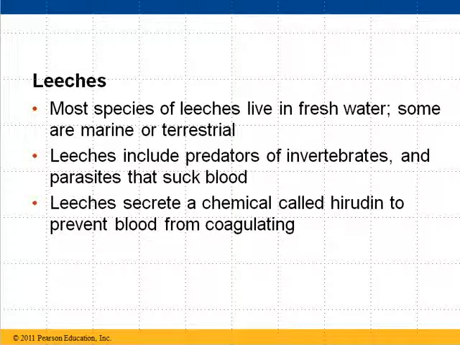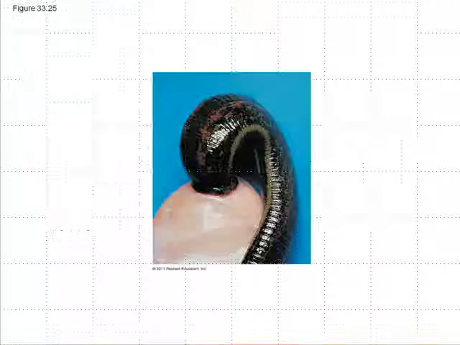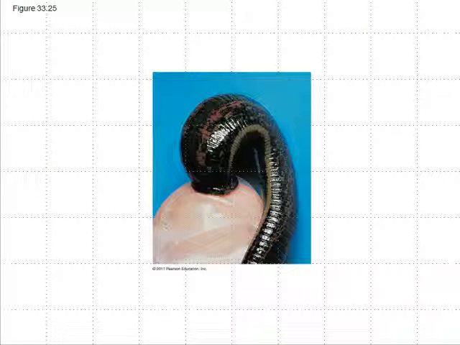And here's a leech who has attached himself to the finger of a scientist or researcher. I don't know if I'd be willing to do that, but I guess if you're a true scientist, you're almost willing to do anything. So unlike an earthworm that eats its way through soil, a leech, or many varieties of leeches, are parasitic, and they attach to a host, whether it's a fish or some other creature, and they basically survive by removing blood and digesting the blood of their host.